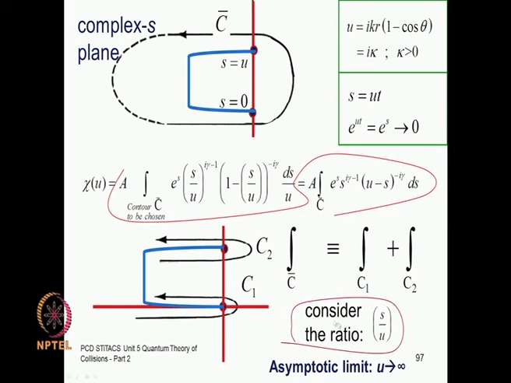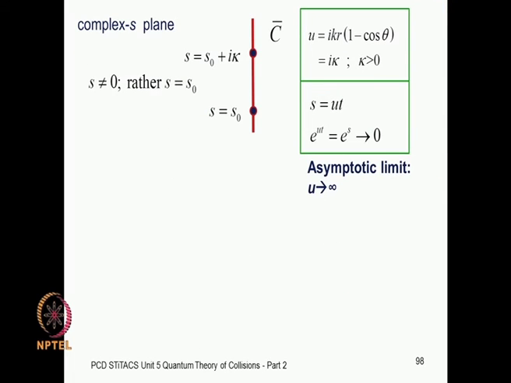And let us consider the ratio s over u, because we are also focusing on the asymptotic limit u going to infinity. So, we can develop an expansion in s over u. So, you consider the ratio s over u. Let us go to the next slide, and what is going to happen is that as t changes or u changes, s will change.